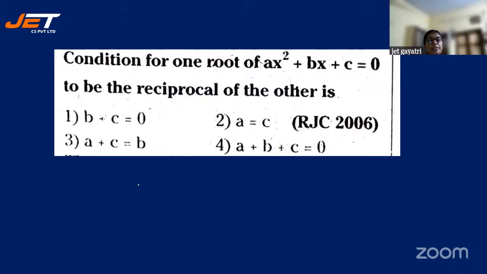3 more slides. So we'll finish off this for the day. Condition for one root of ax square plus bx plus c is equal to 0 to be the reciprocal of the other. So what should it be? It should be a is equal to c, isn't it? So you have one root as a, the other one is c. So it should be a is equal to c.